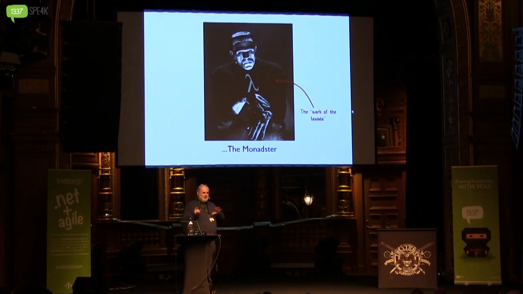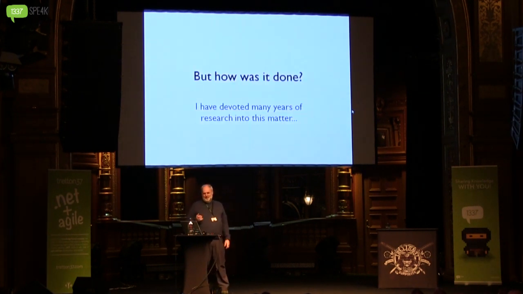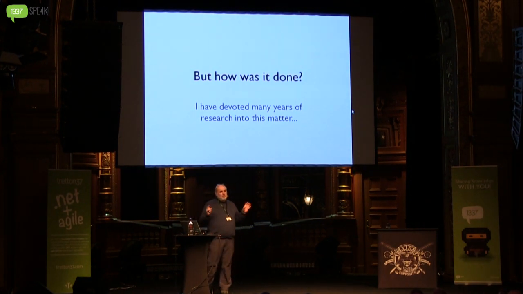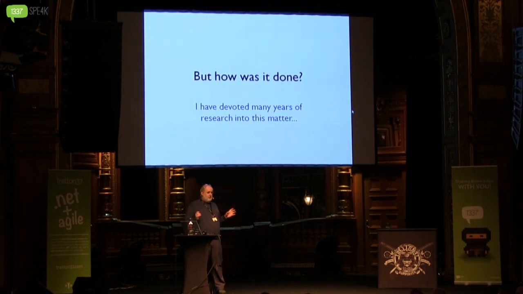If you see something like this and it has a lambda in front, then you should run away very fast. So everyone knows that story, and we know this is a terrible thing that happened. But the question is, how was it actually done? What were the techniques that Dr. Frankenfunctor used to create the monadster?